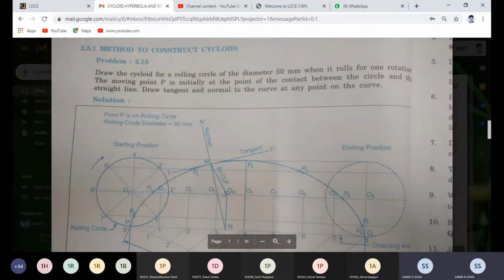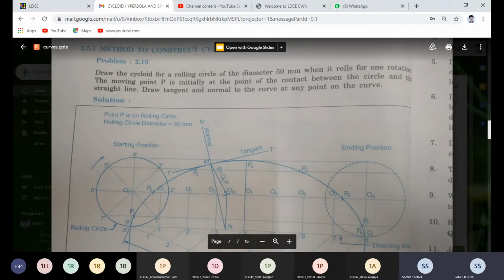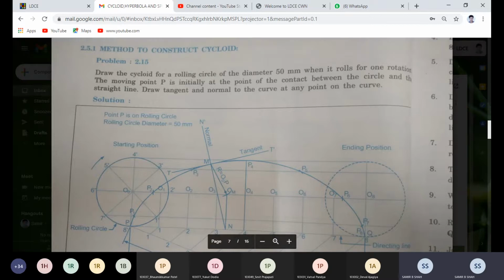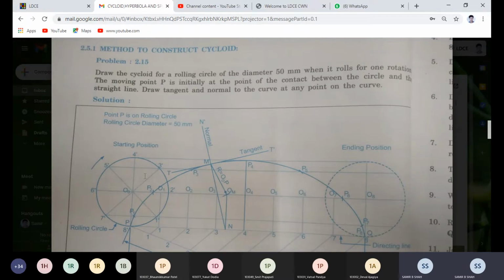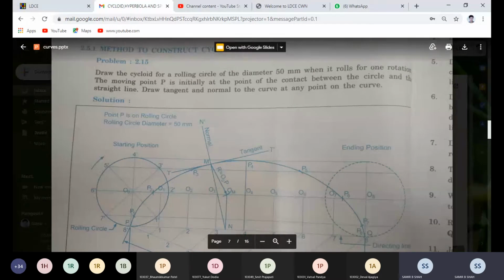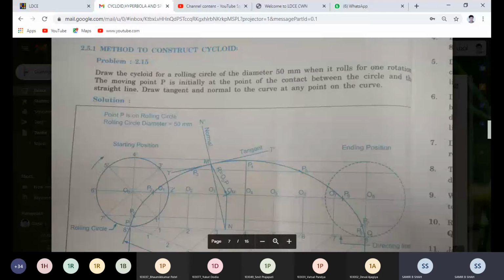Take point P on the circle. We mention point P on the circle. Join P and the center of the circle to get the line O0P. We get this line, or you may directly divide the circle into 8 parts with the 45-degree set square, and mark the points 1, 2, 3, 4, 5, 6, 7, and 8. Draw the straight line PQ.